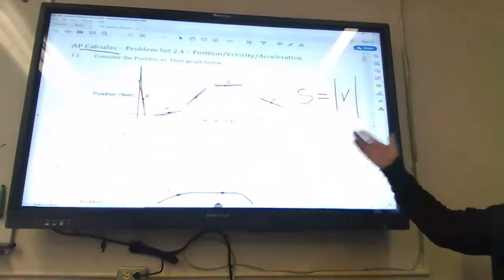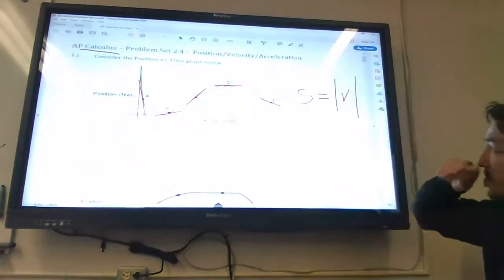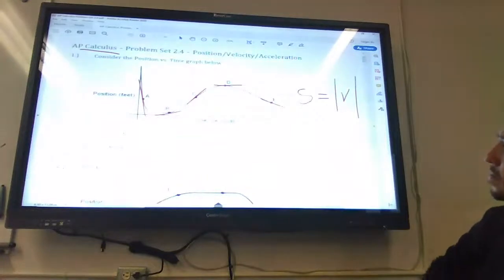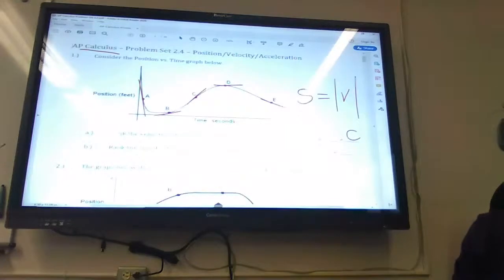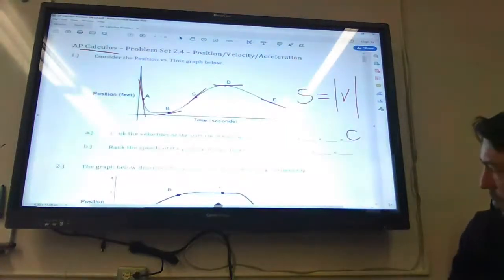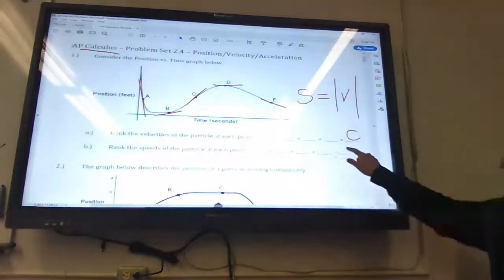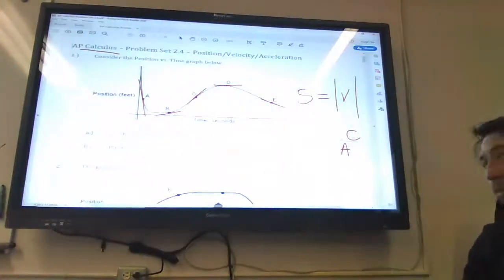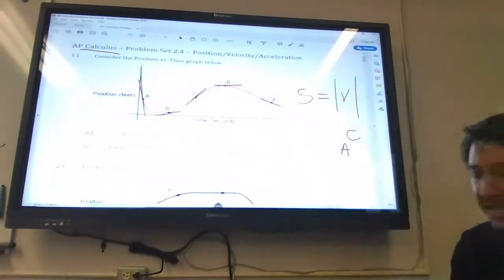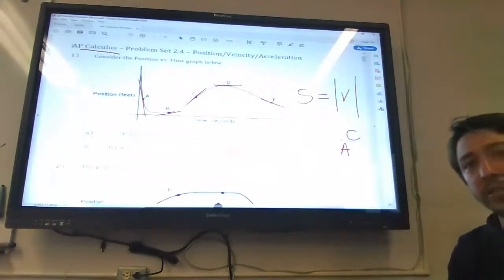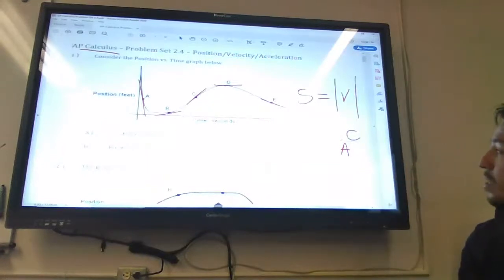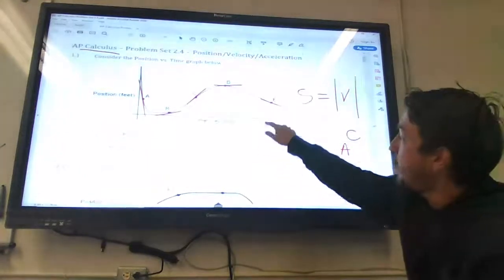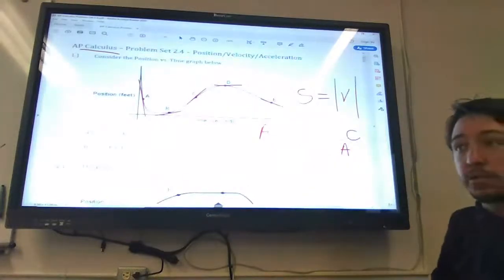Okay, so anyway, where's the velocity the greatest? C. Oh, positive. Yeah, C. A would be the biggest speed. Notice he's going really fast at A. He's rapidly changing position over a small period of time, but he's going left. That's a negative velocity. So in terms of velocities, A is actually going to be the least value because it's the most negative number.